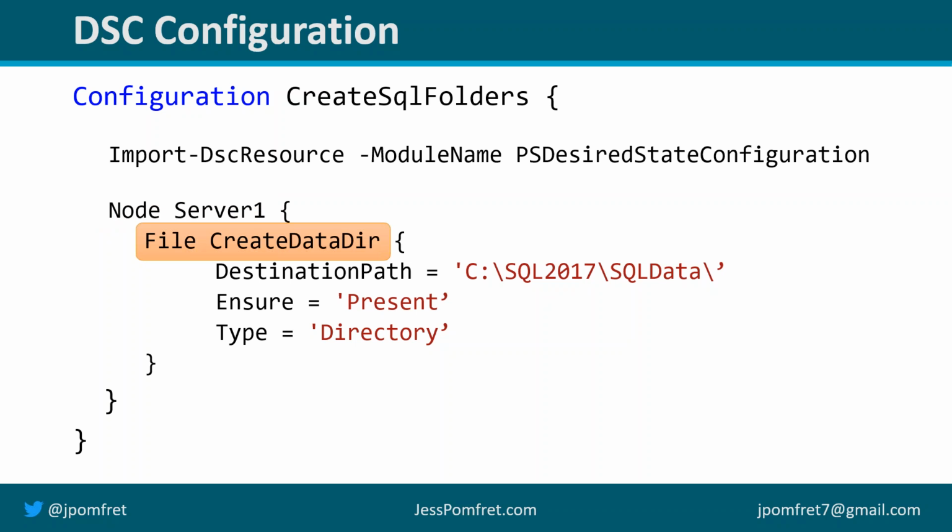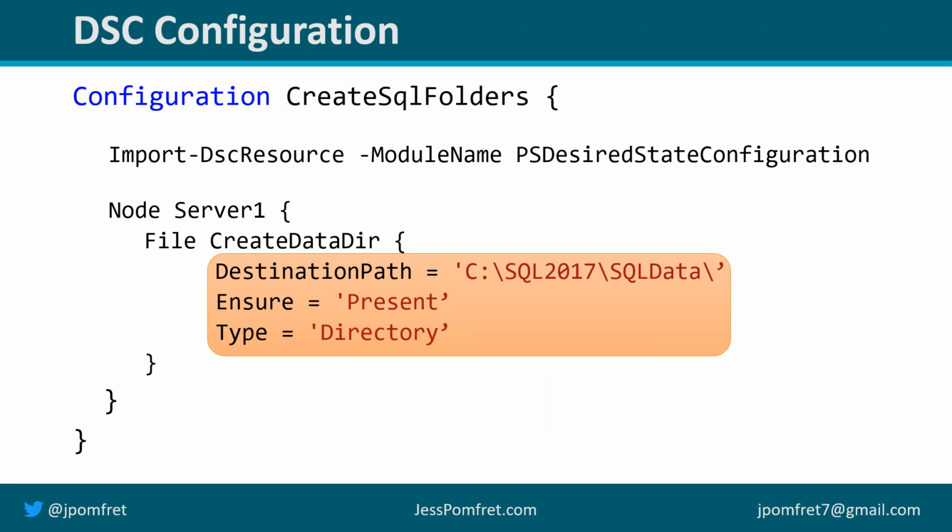Within that, I have my resource blocks. Now this is like building my desired state. So this first one is a file resource. I've named that create data dir, which has to be unique within that configuration document. And within that resource block, I use these properties to define the desired state.